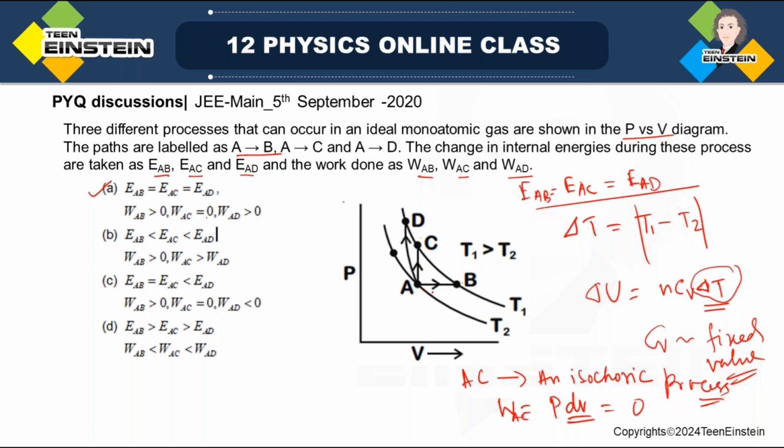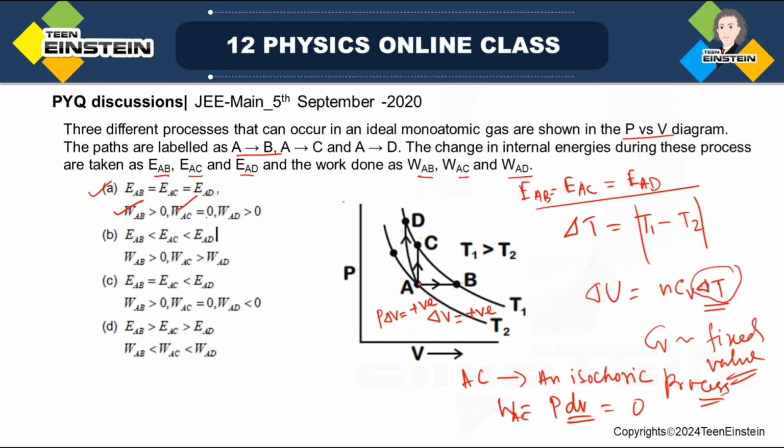Now we look at the process A to B. Here ΔV is positive, that means volume is increasing. So work done also will be positive, isn't it? So P ΔV will be positive here. So W_AB is positive, this is correct. W_AC is 0, that is also correct.